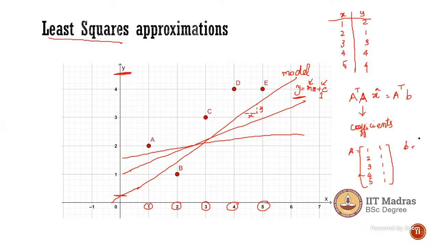B is only your y value. Directly you can write 2, 1, 3, 4, 4. That is your y value. So now you will have the values of A and B in the equation. You can first find the product A transpose A and A transpose B, and the rest is solving the equation.